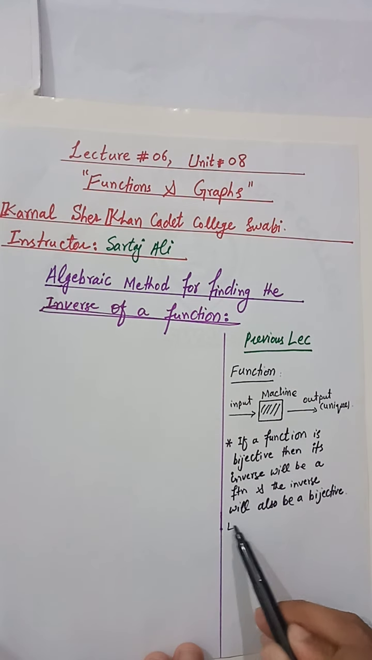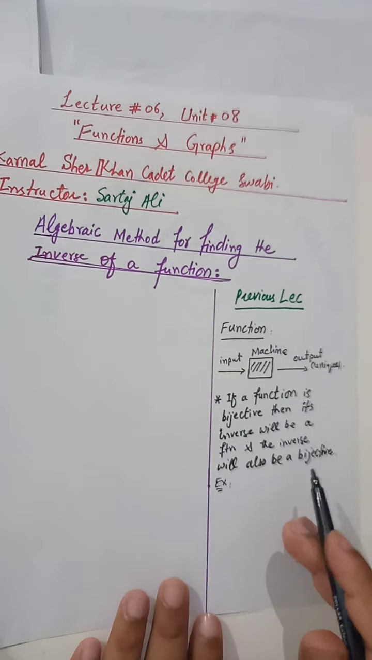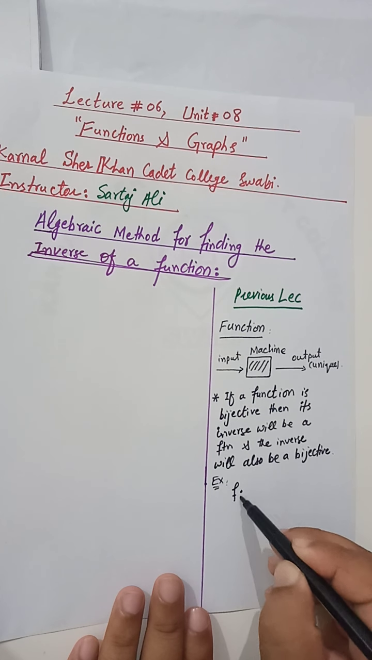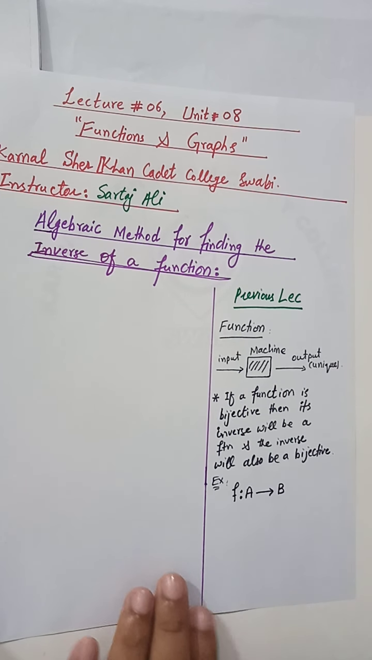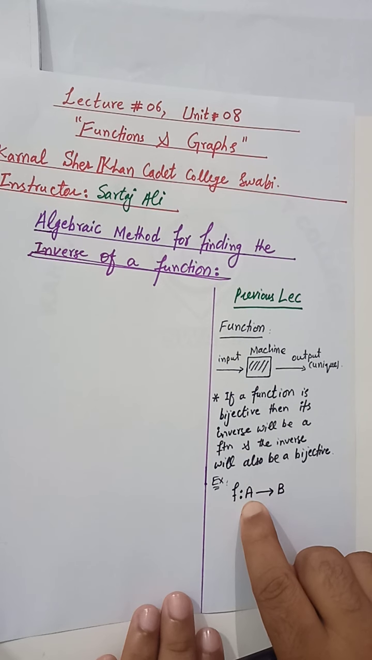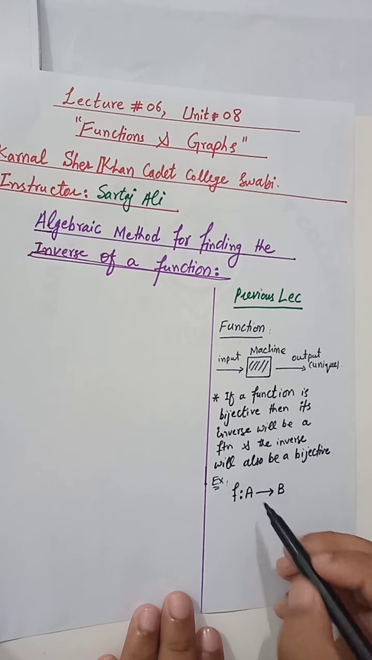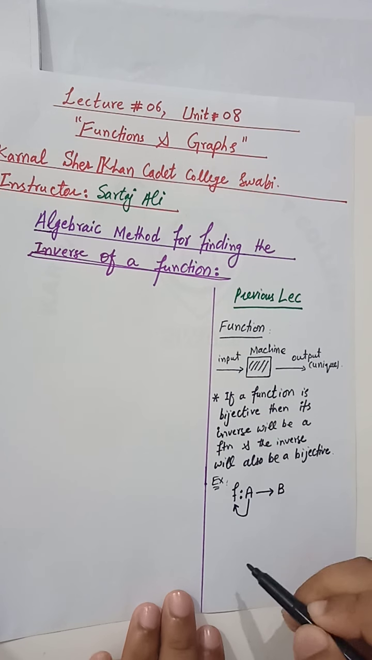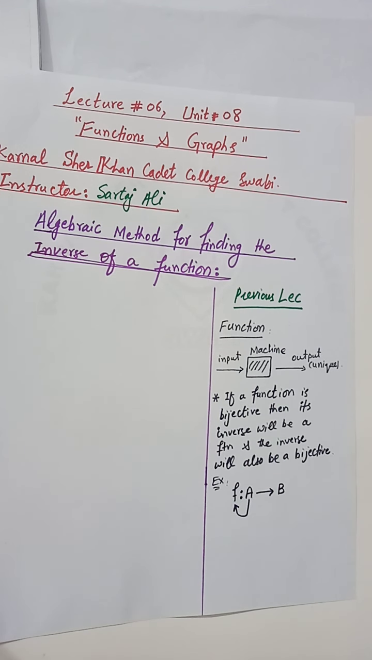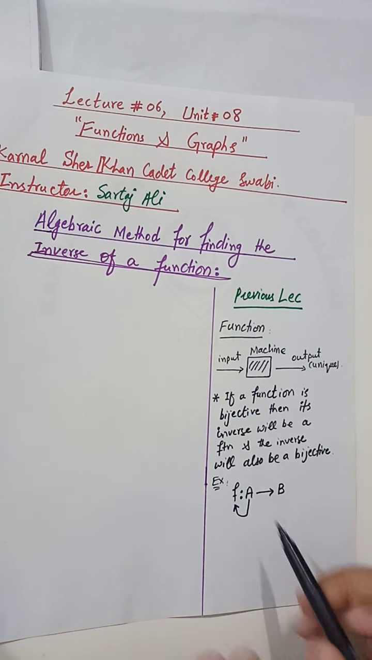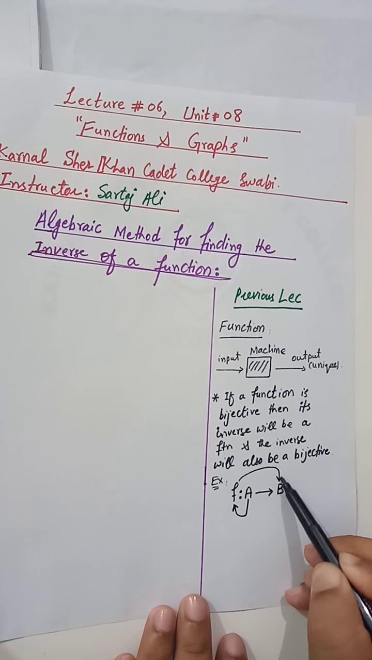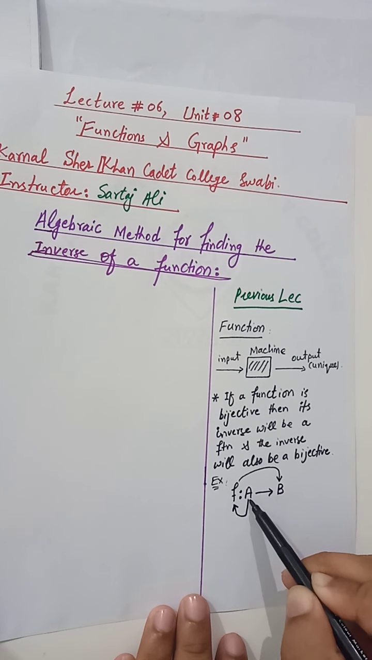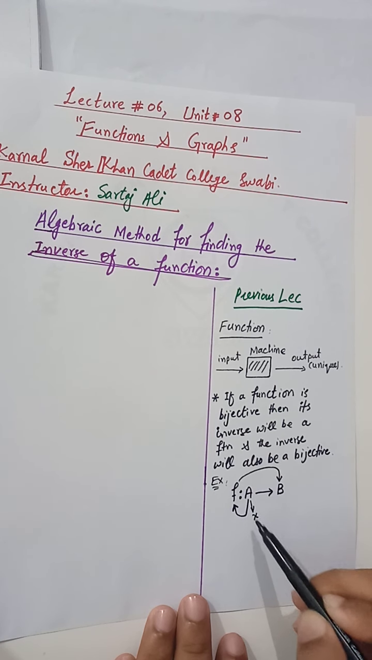For example, if we have a rule f from set A to set B, such that when you give a value from this set A to this rule, to this technique, this function operates on that value and you get a unique value in set B. Let's say I am taking a value, small x, from set A.